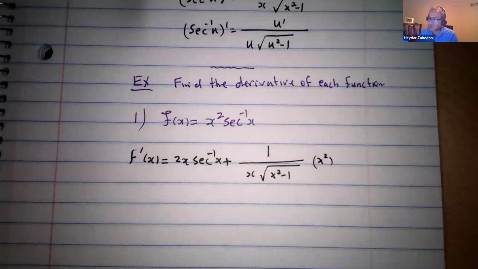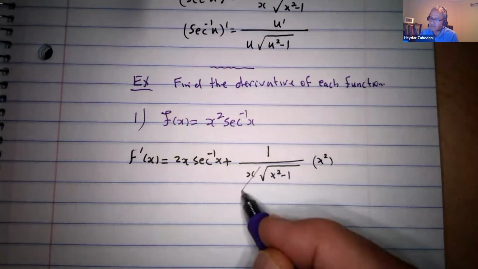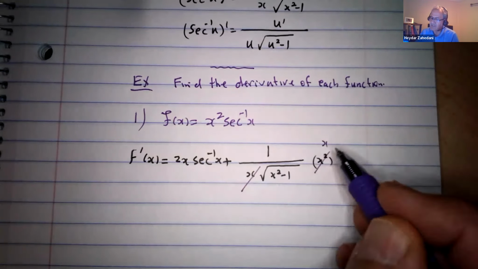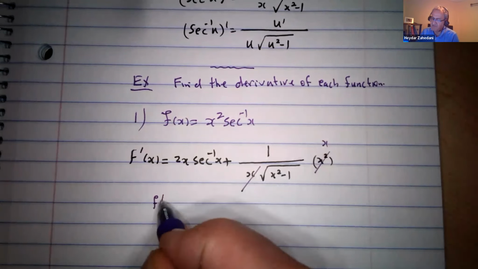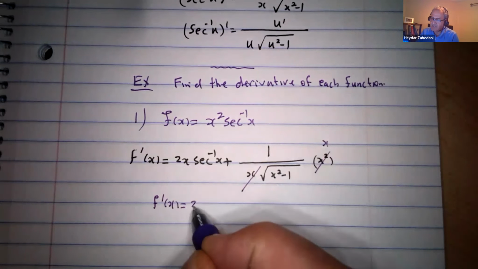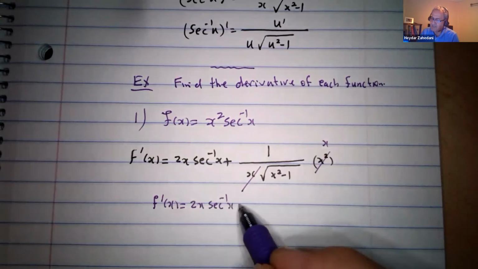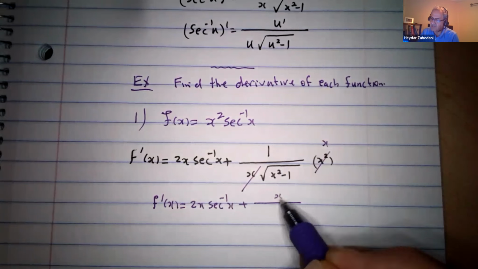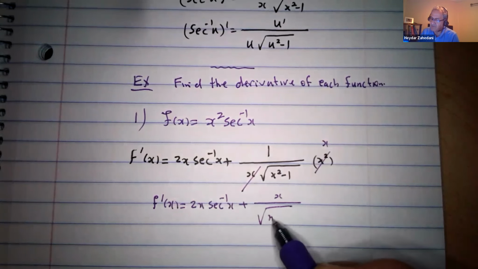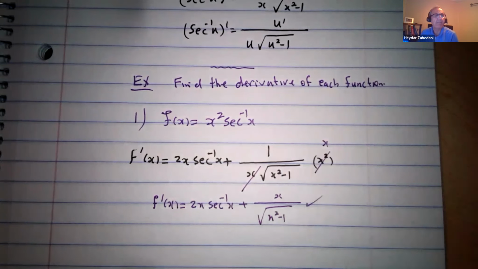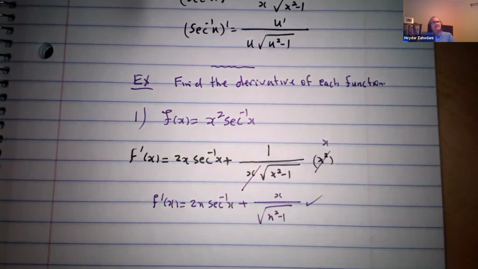That gives you always the chance to simplify it. That gives you x. So f prime of x is 2x secant inverse of x plus x over radical x squared minus 1. And then you're done. Okay, for all of them, one case is going to be the product rule: derivative of the first times the second, plus the derivative of the second times the first.